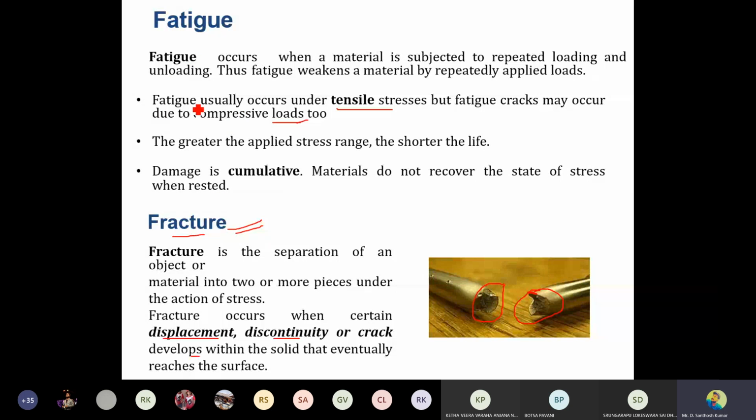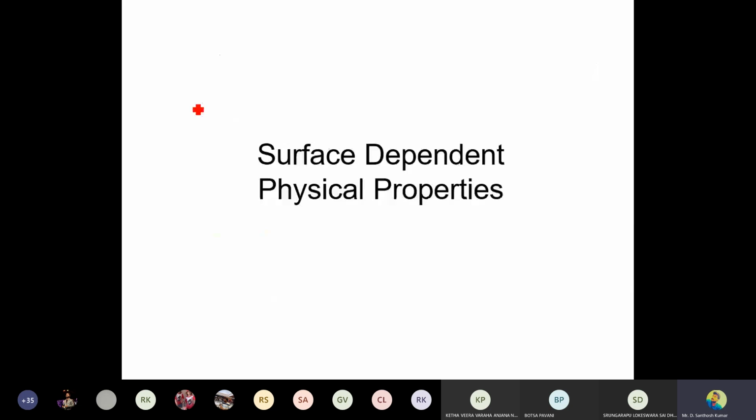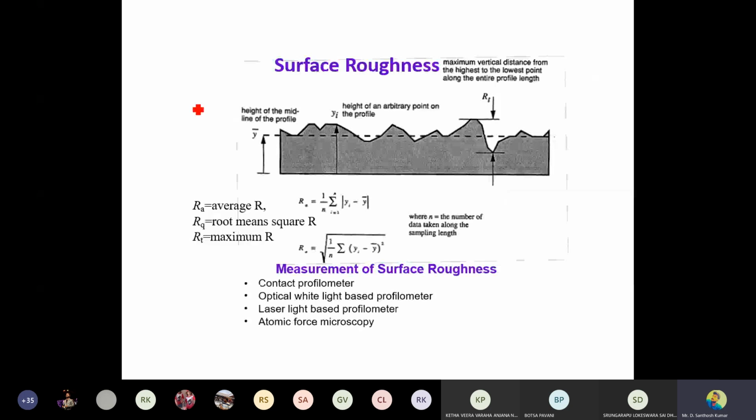So and also we talk about some surface dependent physical properties. Here one is the roughness. This is very important. Roughness plays a major role. Here you can calculate the average value, what is the length of these peaks and valleys. So you can easily measure the roughness.